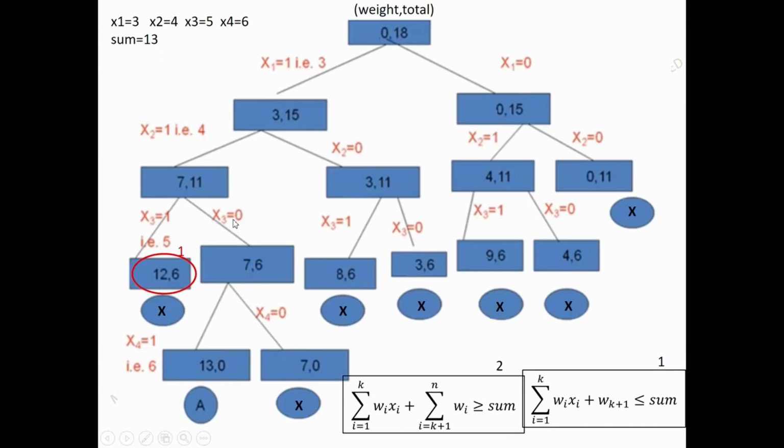Now considering one more case. In this case, we are getting the exact solution. The reason being, the weight which we have got is already equal to 13, which is the desired weight.